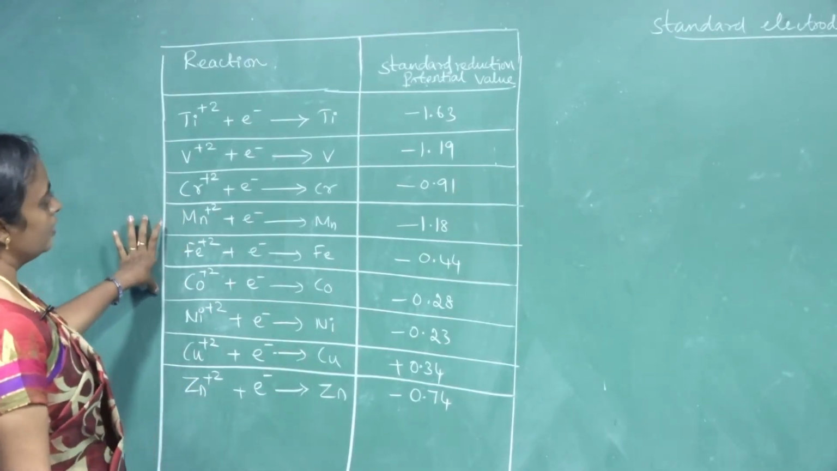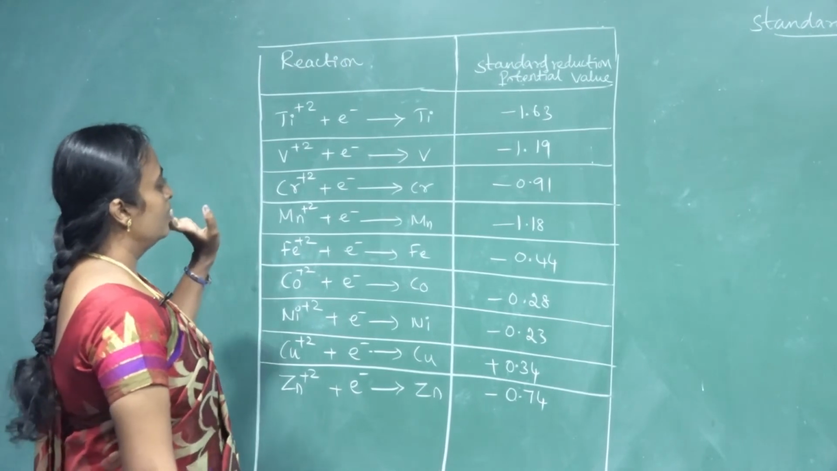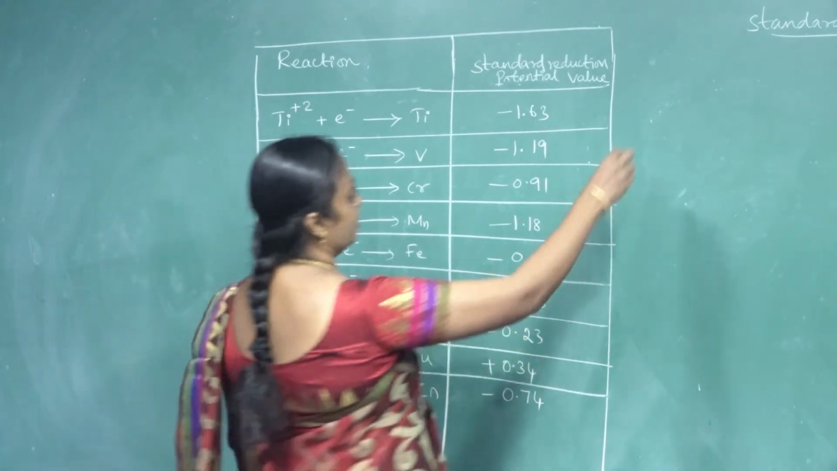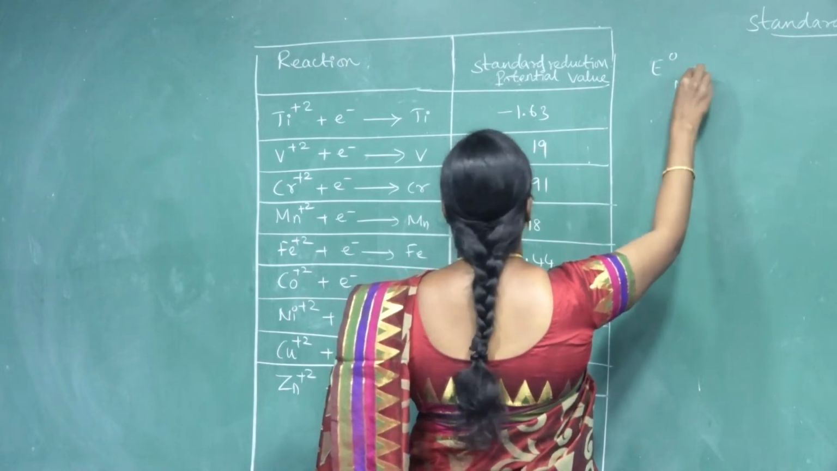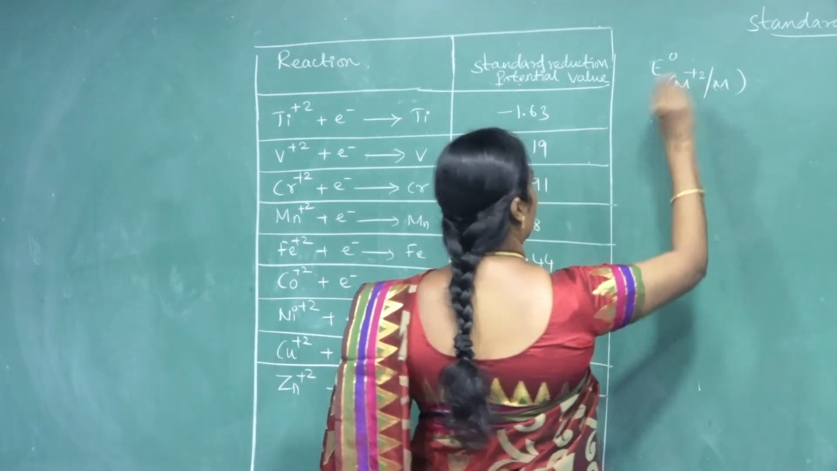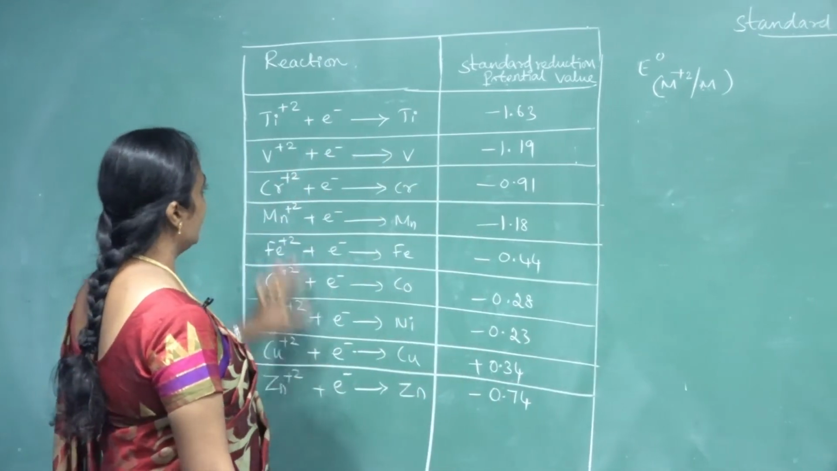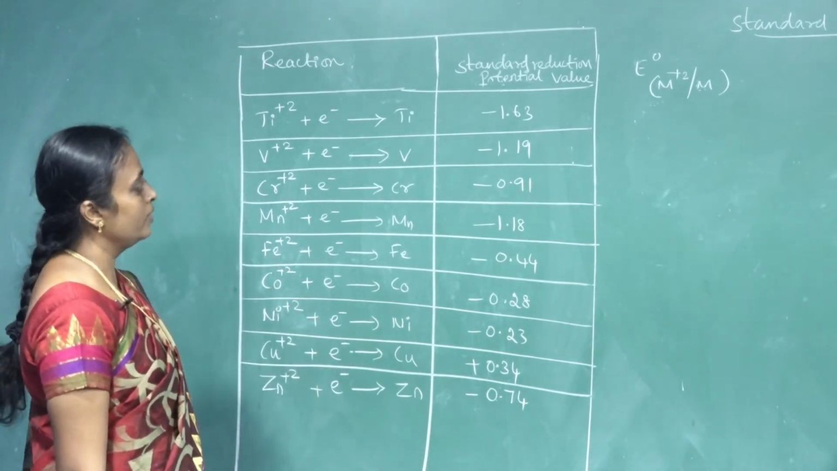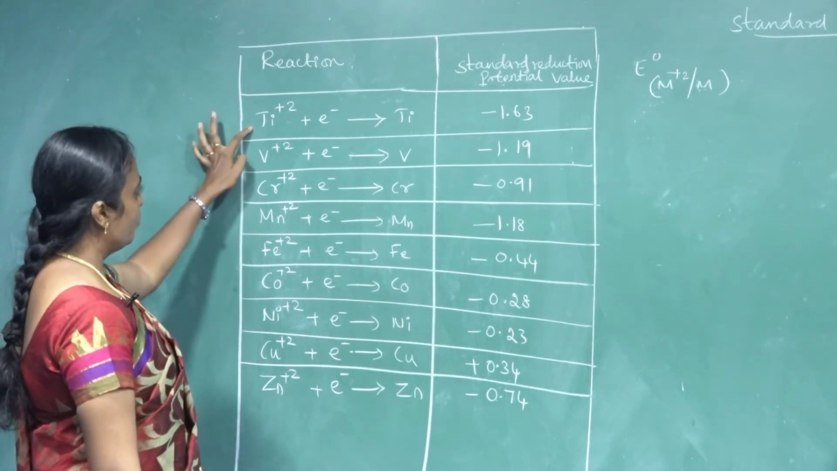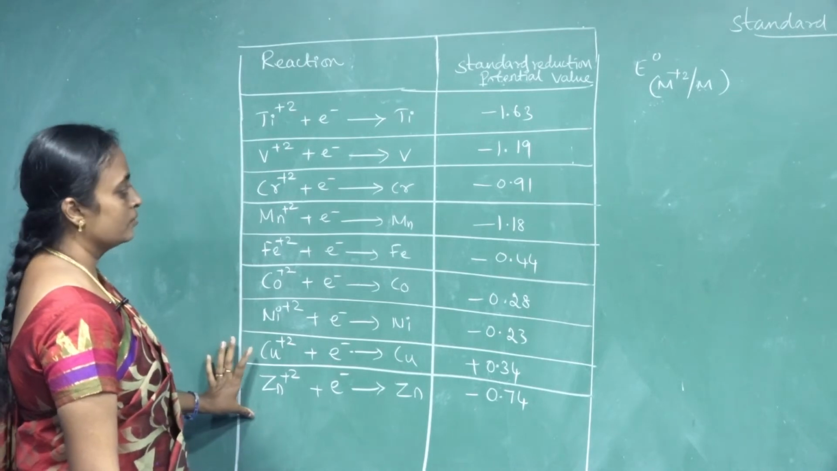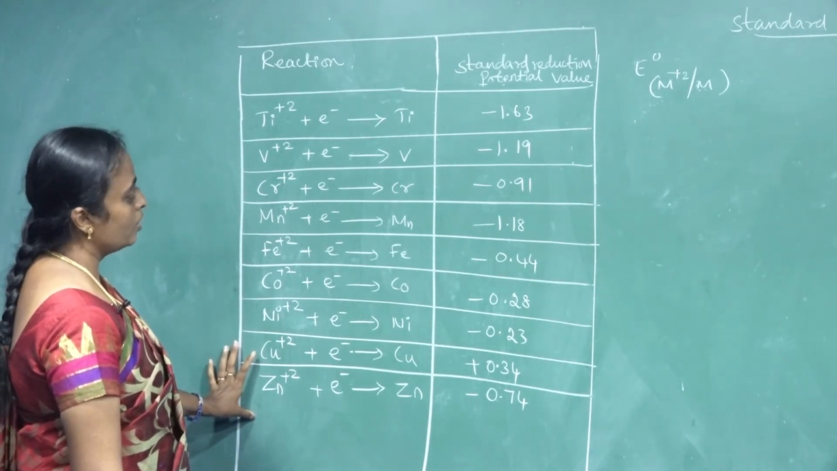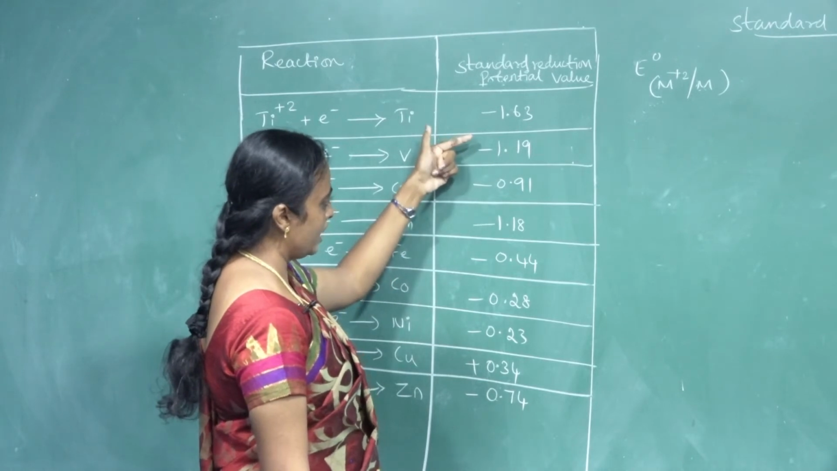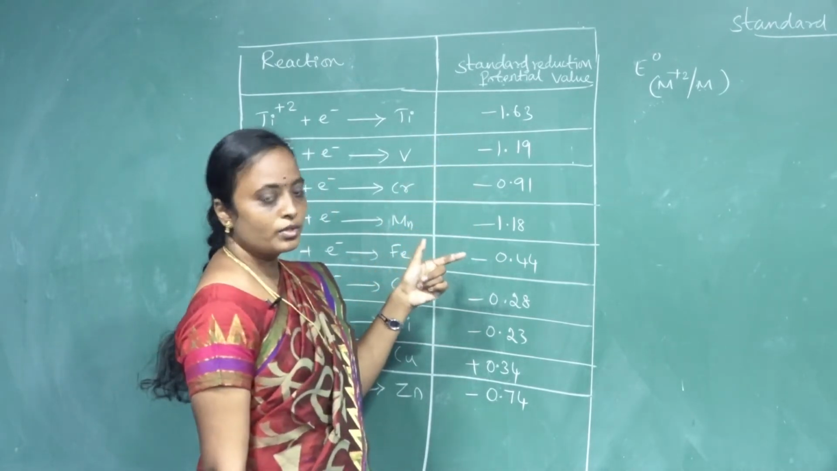Here I have given the list of 3d series elements, that is, the standard reduction potential values of metals, E naught of M plus 2 to M. If you take titanium to zinc, from these values we will get the point as we move from scandium to zinc. Taking the E naught values, titanium is minus 1.63, then minus 1.19, and it gradually goes on decreasing.